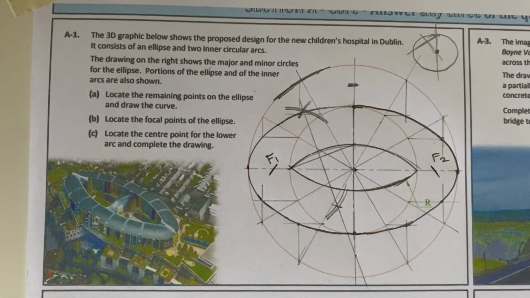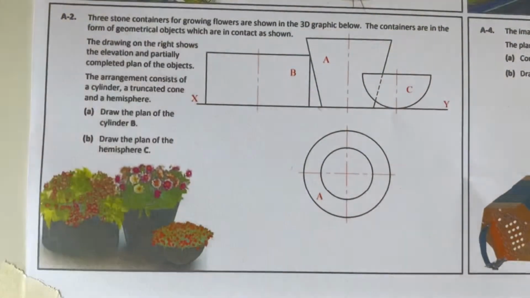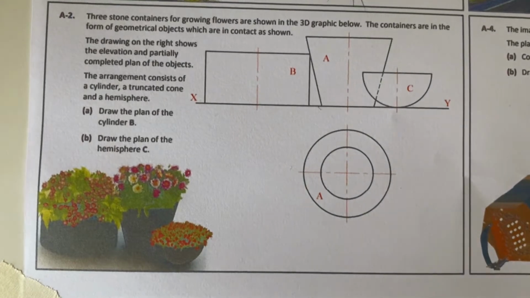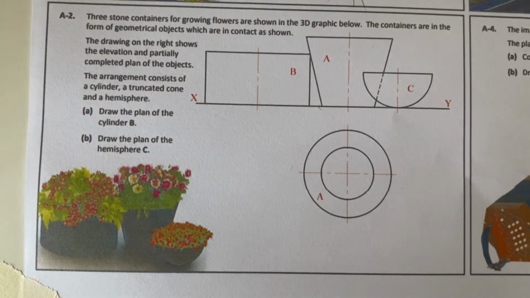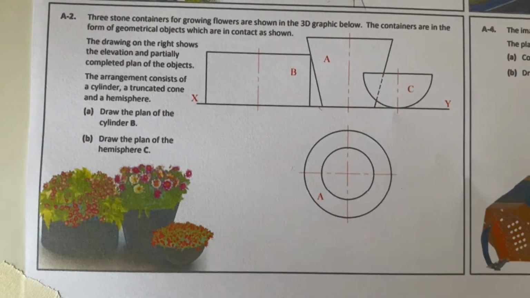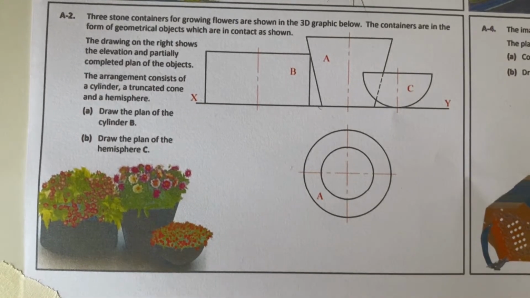So that's the first part. A2 then, just need to move this down so you can see it. For A2, 3 stone containers for growing flowers are shown in the 3D graphic below. The containers are in the form of geometrical objects which are in contact as shown. The drawing on the right shows the elevation and partially completed plan of the objects. The arrangement consists of a cylinder, a truncated cone and a hemisphere.